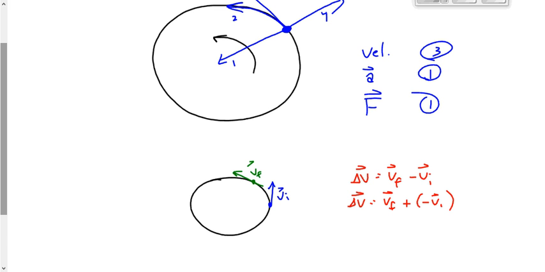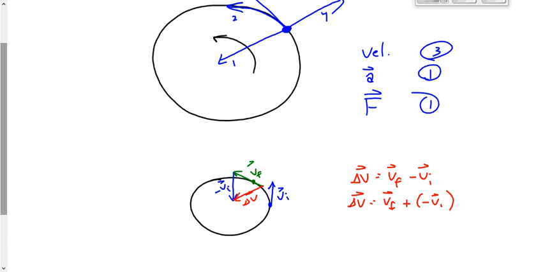Well, let's replace the VI here with a negative VI. So let's add up VF plus negative VI. The sum of those vectors, or the resultant vector between those two, is going to be this. That's going to be delta V, VF plus negative VI, or VF minus VI. Which way is it pointing? Inward, toward the center of the circle.